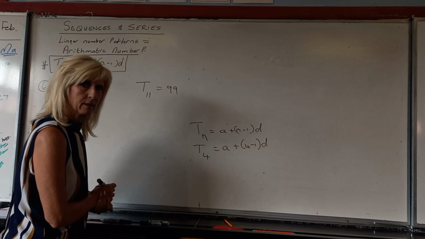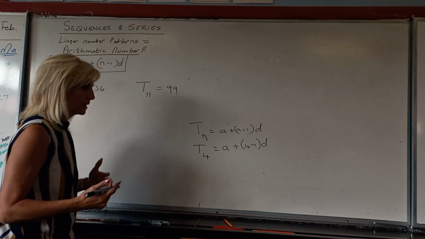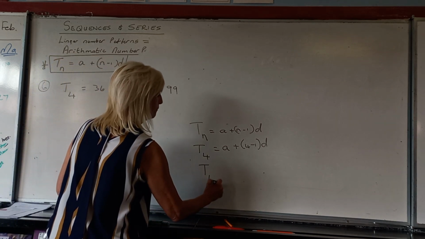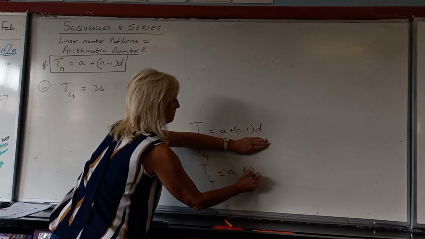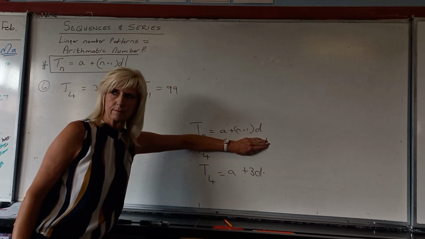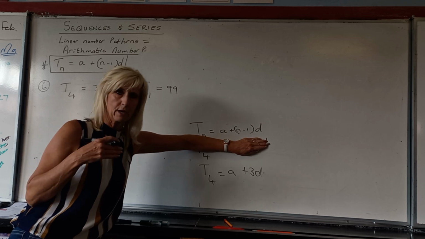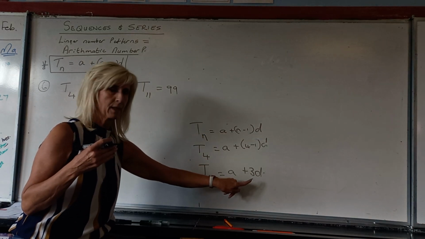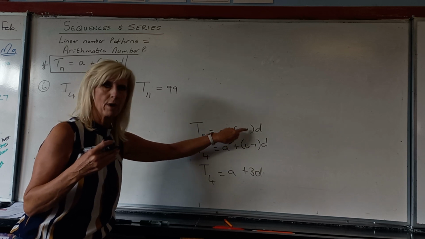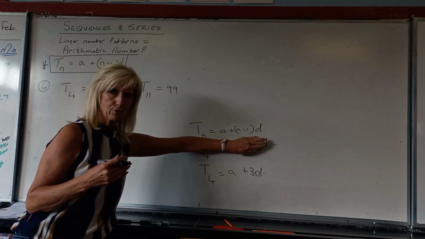Are you agreed? But now the shortcut is, don't do that. Just immediately say T4 is A plus 4 minus 1. What did I do? Exactly what I'm used to doing, but I'm just shortcutting it. It's the same thing. Instead of saying 4 minus 1, I'm just writing 3d.